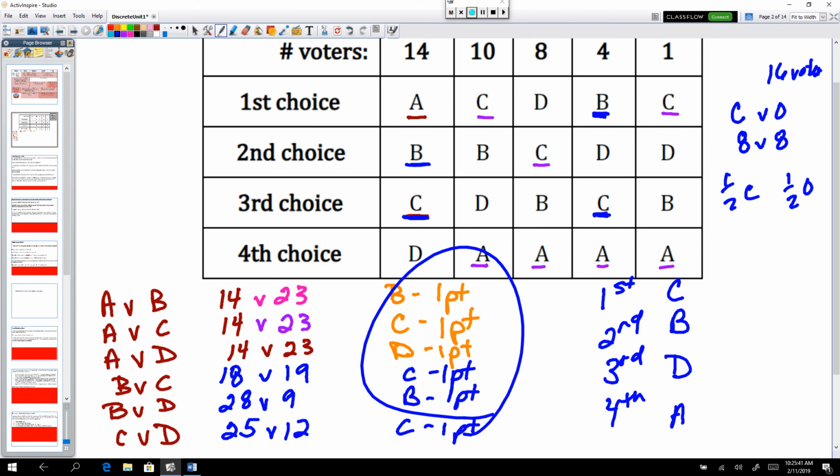You cannot award more or less than 1 point per battle. 1 point goes to the winner, or 1/2 point goes to each tie winner. No points goes to the loser. That's how you do pairwise comparison.